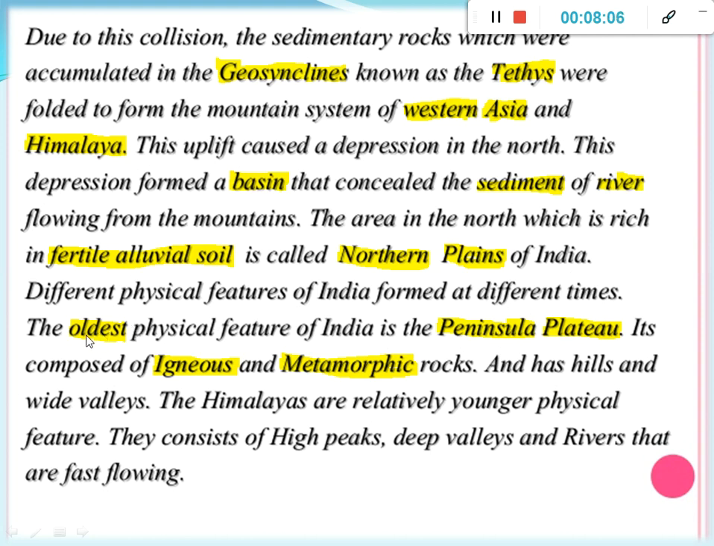One of the oldest physical features in India is the peninsular plateau. These are made from igneous and metamorphic rocks. They have wide valleys, and there are hilly areas. The Himalayas are one of the younger physical features of India as compared to the others. They consist of high peaks, deep valleys, and rivers that always flow very fast.